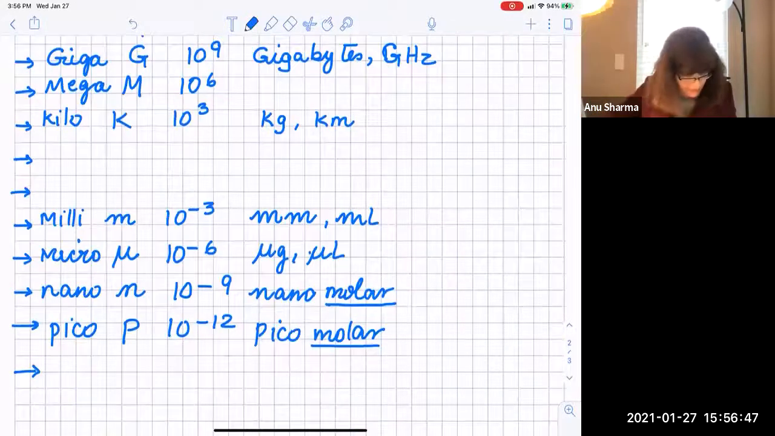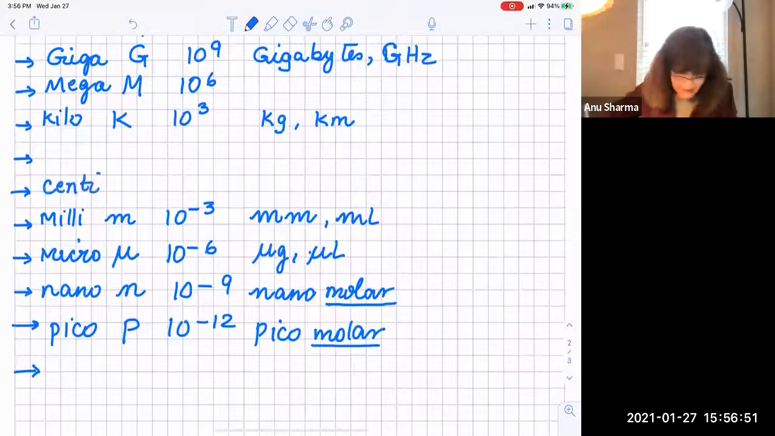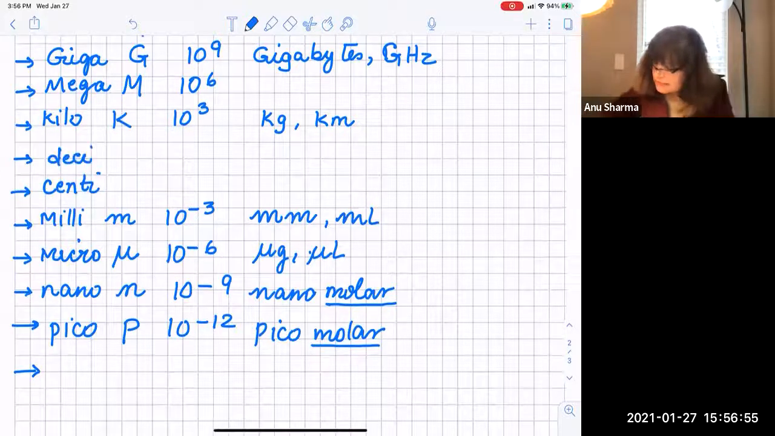Above milli is centi. Centi is really small, and deci is also very small. Deci is d, that's why I said deciliters, really small, and you use this in biology labs. And centi is like centimeters and so forth.